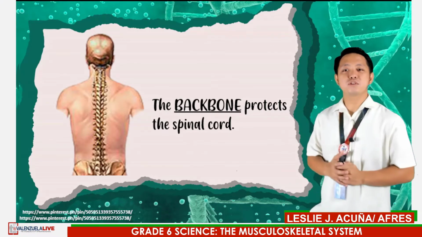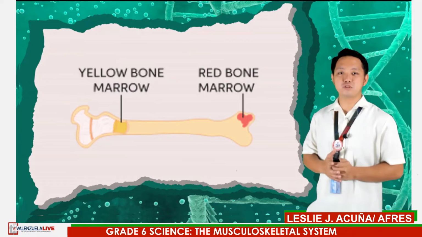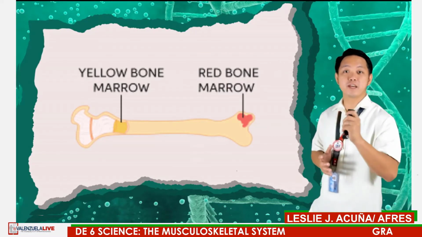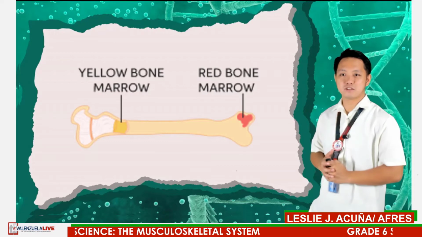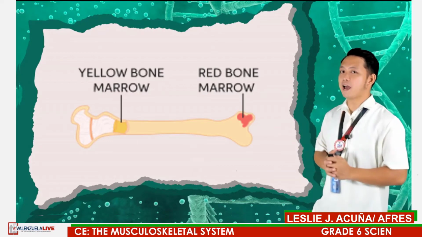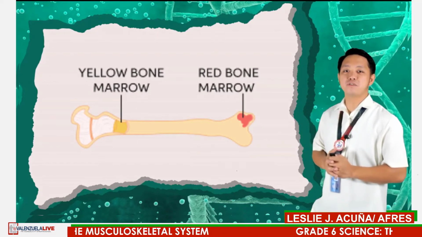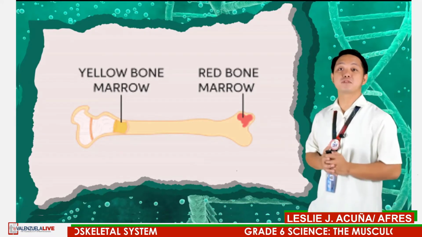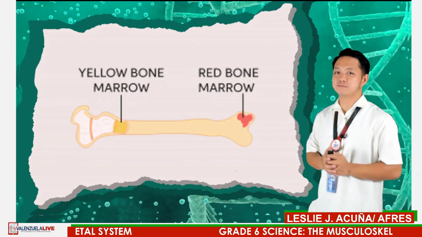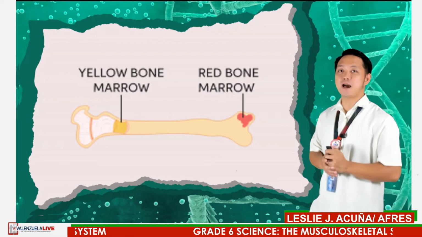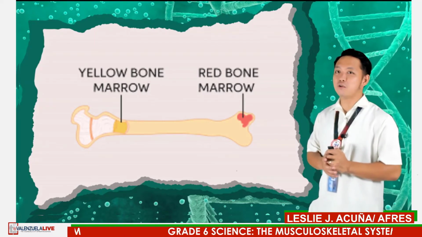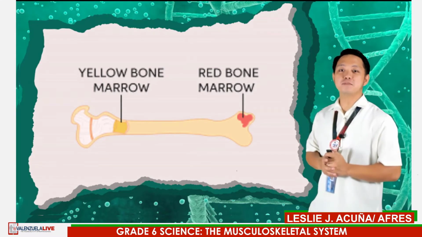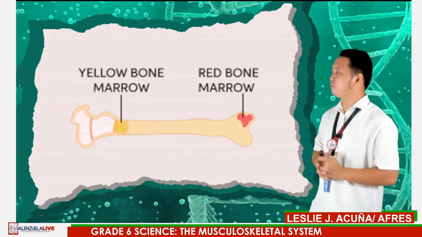Bones contain a soft tissue called bone marrow that produces red blood cells. Bones also act as storage of fat and minerals to help muscles and nerves work properly. The long bones in the body contain yellow marrow at the center that serves as the storage of fat.